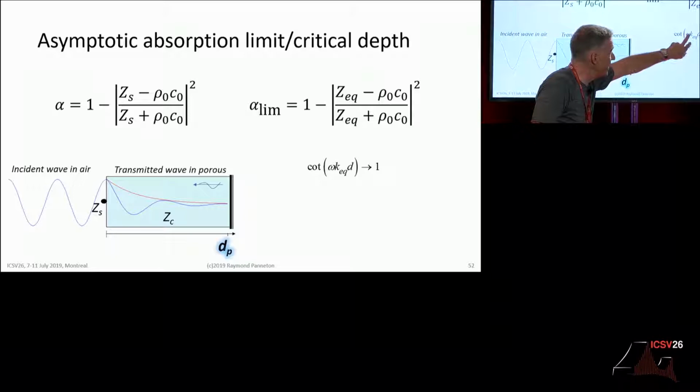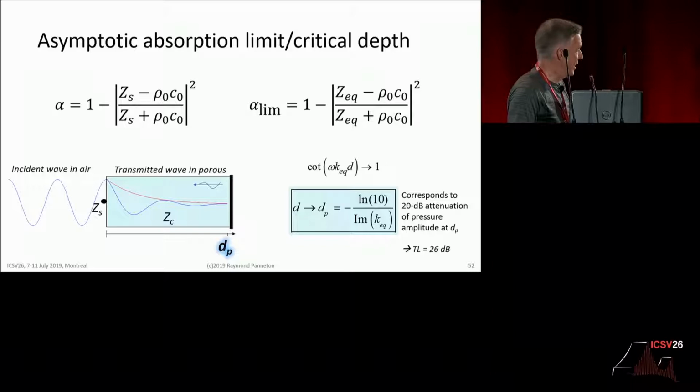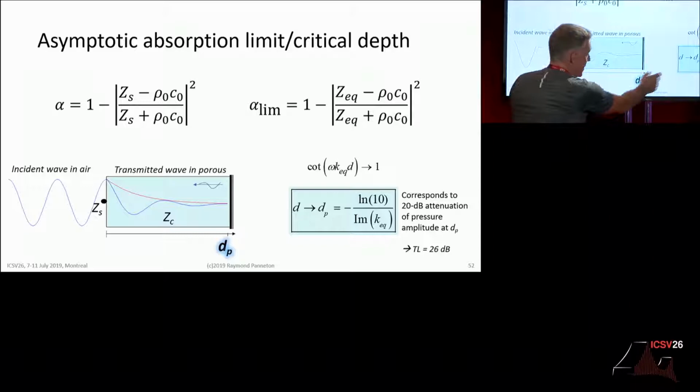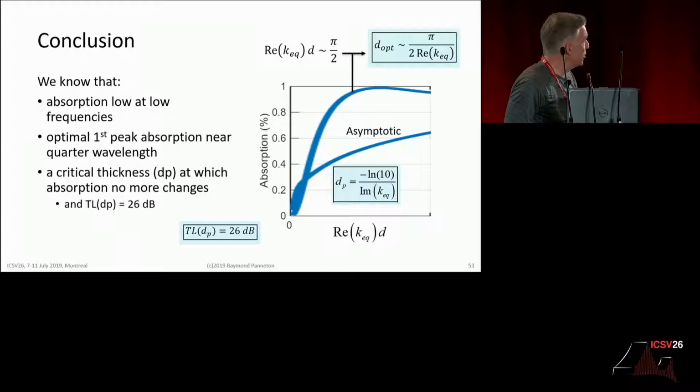And from this, we can find what we call the critical depth, or penetration depth, of acoustical waves in the material, which is given by this equation. At this penetration depth, if I use this thickness, the transmission loss will be 26 dB. So as a conclusion, we know that absorption is low at low frequencies, starting at zero, in fact. We have an optimal peak absorption near the quarter wavelength. We have a critical thickness, which is determined by the type of material characterized by its complex wave number. And we now know all about absorption in material: we have the optimal value and the asymptotic value.